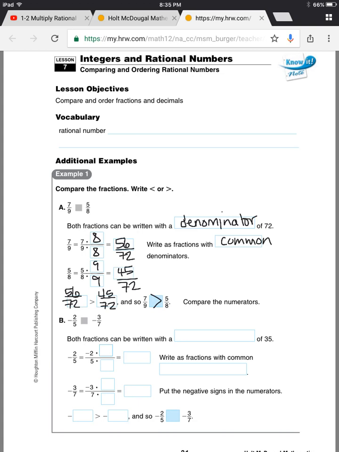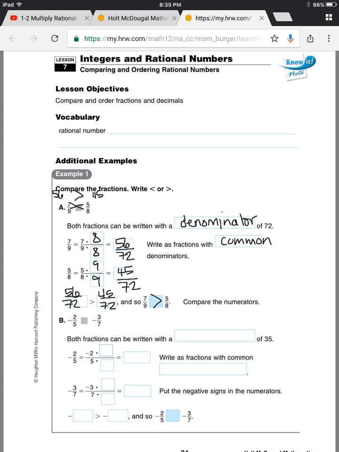Now another way I like to show how to do it, which is a little bit easier, is you multiply diagonally. 7 times 8 is 56, 9 times 5 is 45, and because 56 is bigger, 7/9 is bigger. I don't mind which way you do it. Finding common denominators might be how you learned last year. Maybe common denominators is not something you're real great at yet. Well, then I would suggest the other way I just showed you. It's much simpler, and you get the correct answer.